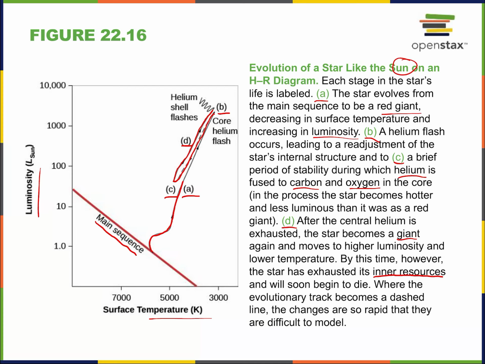Okay, so exhaust those inner resources. It will soon begin to die. This is really the last stage, where the evolutionary track becomes a dashed line and changes so rapidly that it's difficult to model. Okay, and this is the point also where it starts shedding huge amounts of matter from its surface. So the helium shell flashes. There's going to be tons and tons of matter coming off of the surface of the star.